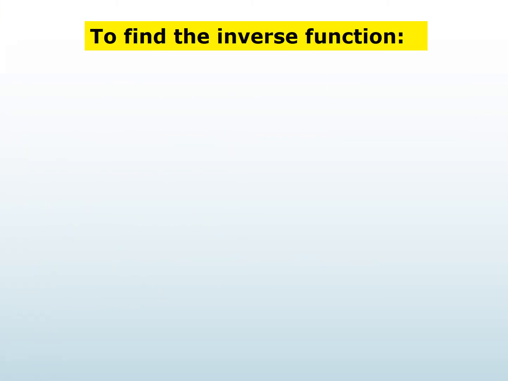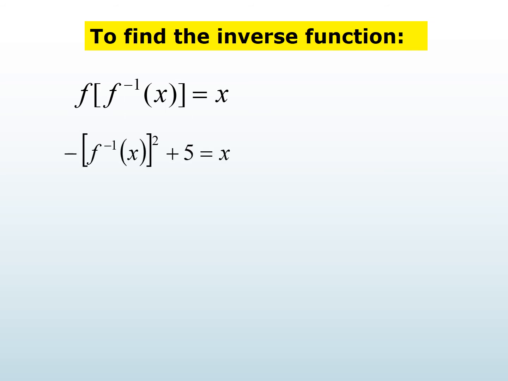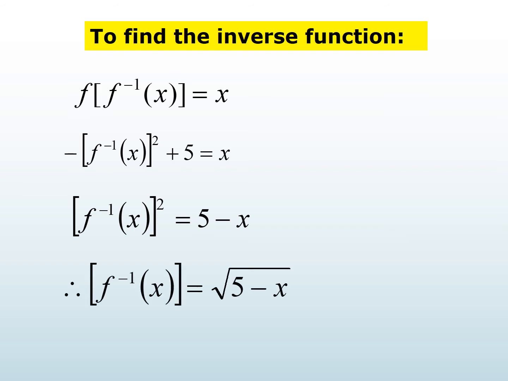To find the inverse function, we can use the property f composite f inverse of x equals x. So negative f inverse squared plus 5 equals x, as we substitute f inverse into f(x), and we get f inverse of x squared equals 5 minus x. We bring the 5 to the right-hand side, and then we take the square root of both sides, and we get f inverse equals the square root of 5 minus x, for x more than or equal to 0.